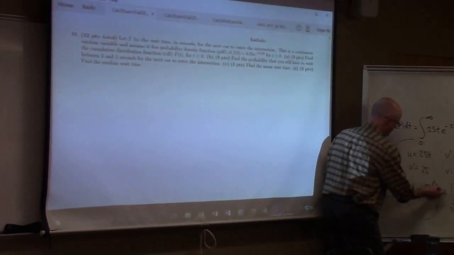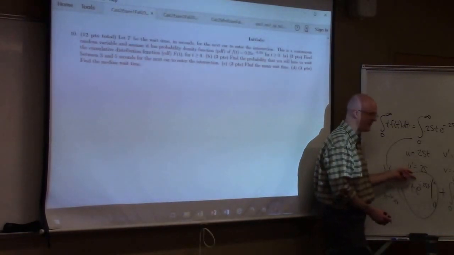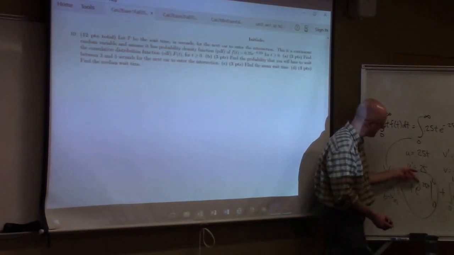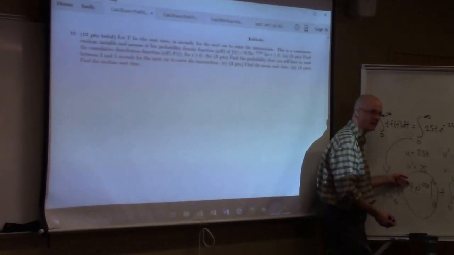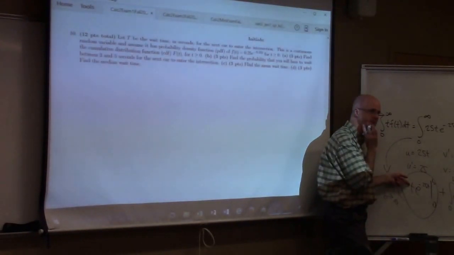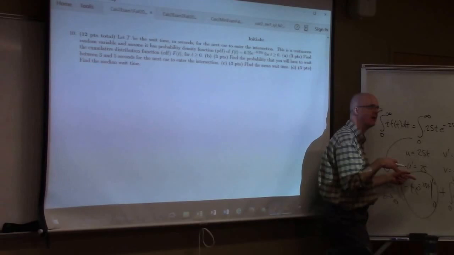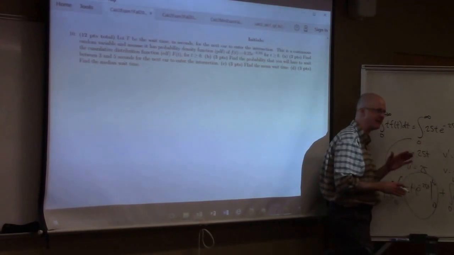As b goes to infinity, this part goes away. e to the 0 is 1, but you have a 0 here when you plug in 0. When you plug in b into this, you get b e to the negative 0.25b. The exponential decay overwhelms the linear growth. As b goes to infinity, that goes to 0 still. And that might have been something people had trouble with. When you plug in b and let b go to infinity, it goes to 0. That's just something to know. Exponential decay goes to 0 so fast compared to b itself going to infinity that this product still goes to 0.